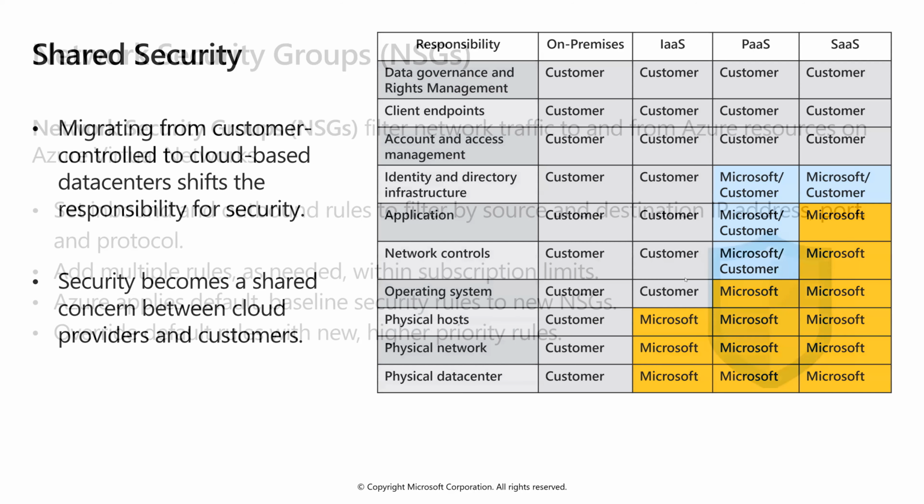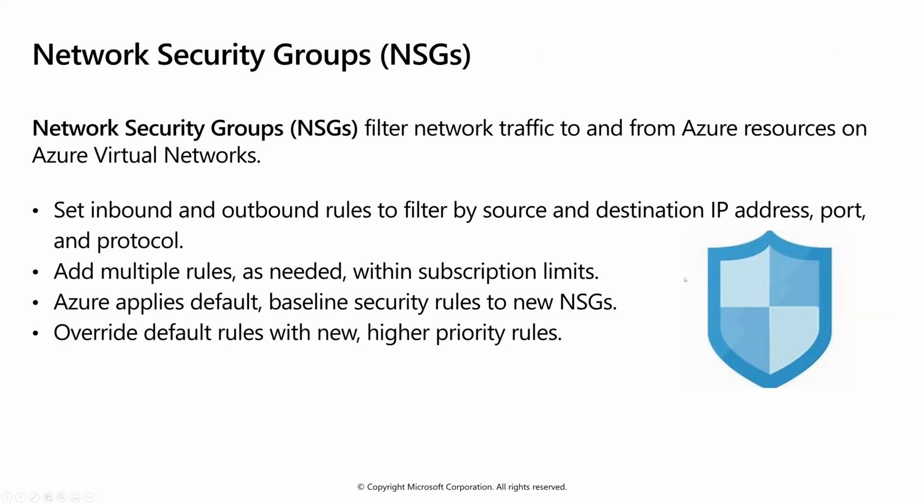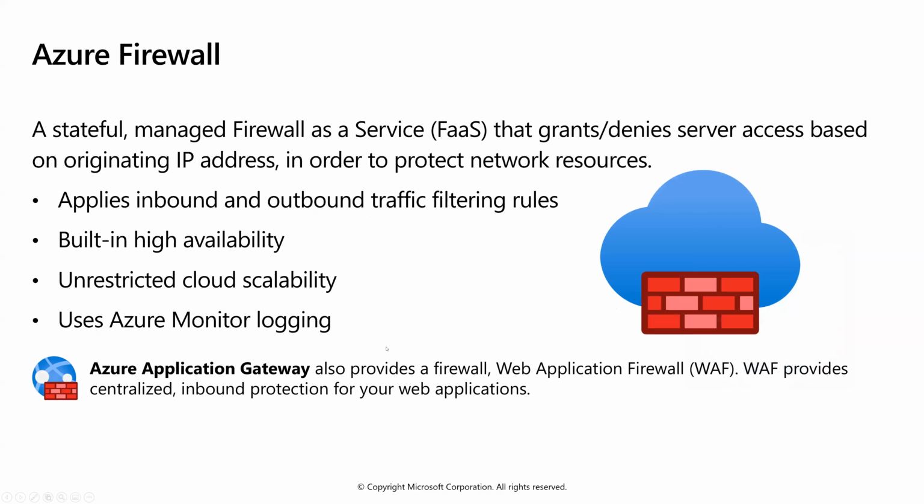Okay? Next is NSG. Network Security Group, filter network traffic to and from, no? From source to destination. So sa NSG, you set inbound ports, outbound rules are predefined. So you can add multiple rules as needed within subscription. Azure applies default baseline. So merong open baseline sila. And you can also override that baselines. Okay? So anong NSG? So meron akong demo dito.